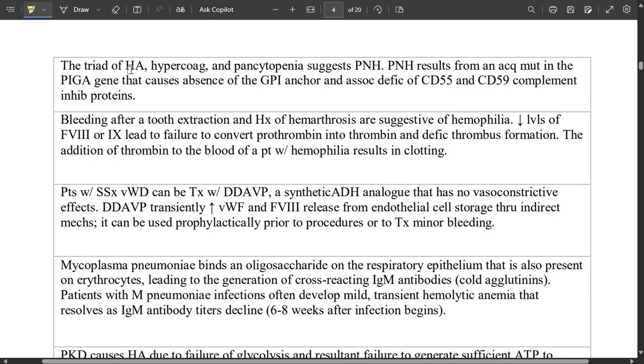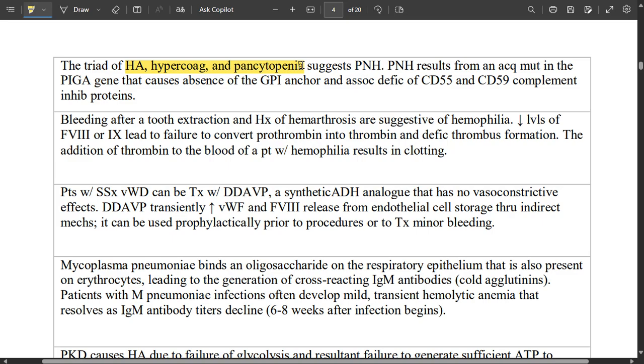Okay, the triad of hemolytic anemia, hypercoagulability, and pancytopenia. So PNH is also one of the very important topics: paroxysmal nocturnal hemoglobinuria. Paroxysmal means in bursts, nocturnal means at night, hemoglobinuria means hemoglobin is secreted in the urine. Dark colored urine is passed at night because of hemolytic anemia. Hemoglobin goes into the blood, oxidation occurs, and there is black colored urine.